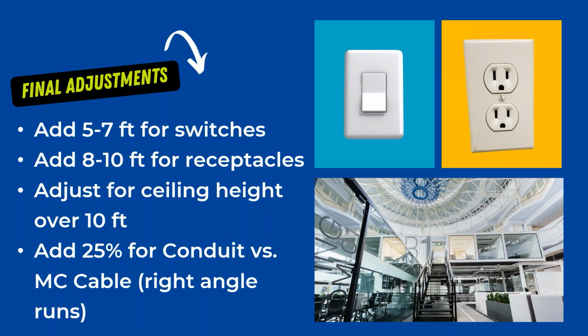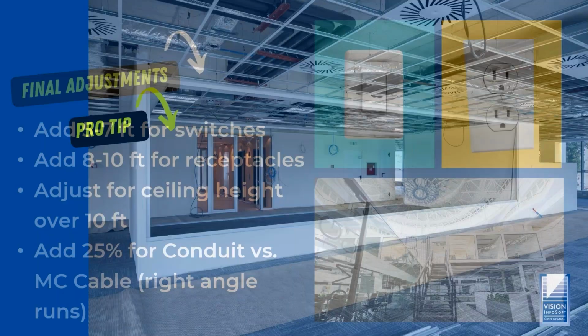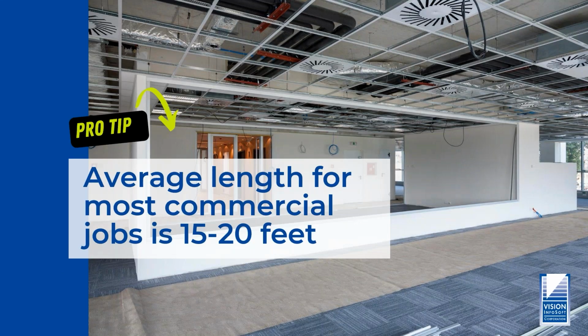Now, with conduit, you're going to have to run everything at right angles, and that adds about, on average, 25% to your distances. Okay. Now, if it sounds like that's becoming a whole lot of math, the bottom line is, once you do the math here, your average distance is going to come out at 15 to 20 feet per outlet. Again, you still have to adjust for high ceilings.